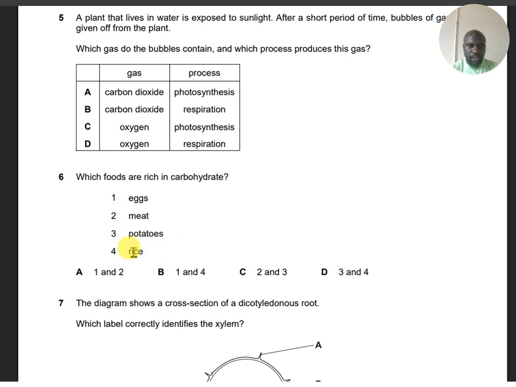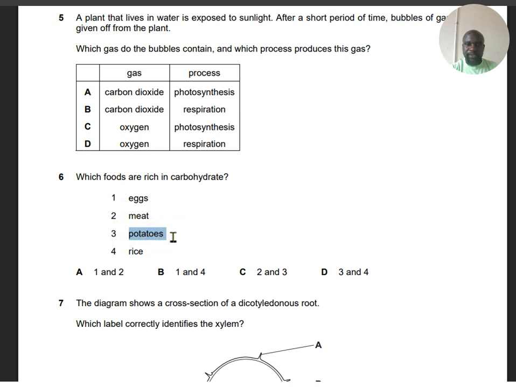Number 6, 1 and 2, eggs and meat, these are rich in protein, so A is wrong. B, 1 and 4, eggs and rice. Rice is rich in carbohydrates, but not eggs. So B is incorrect. C, 2 and 3, meat and potatoes. No, potatoes are rich in carbohydrates, but meat is rich in protein. D, 3 and 4, potatoes and rice.